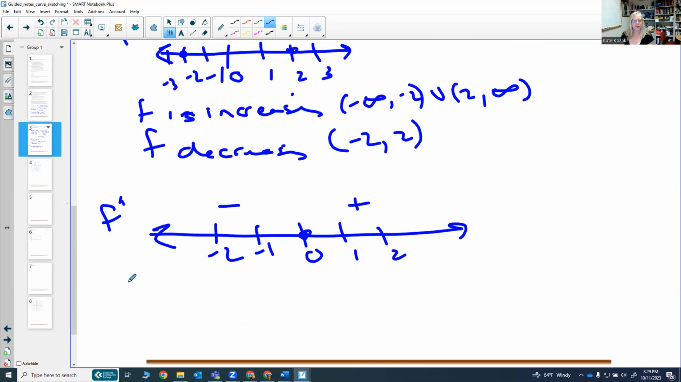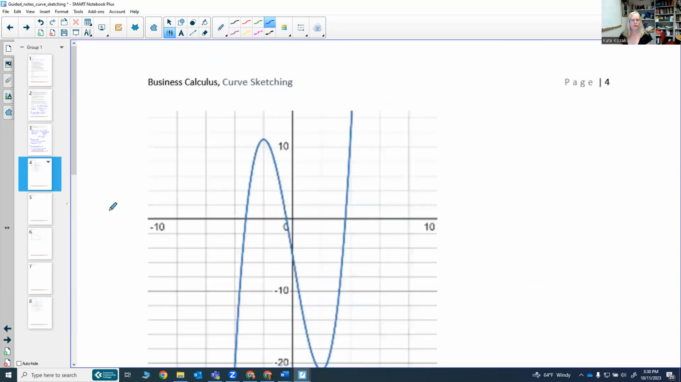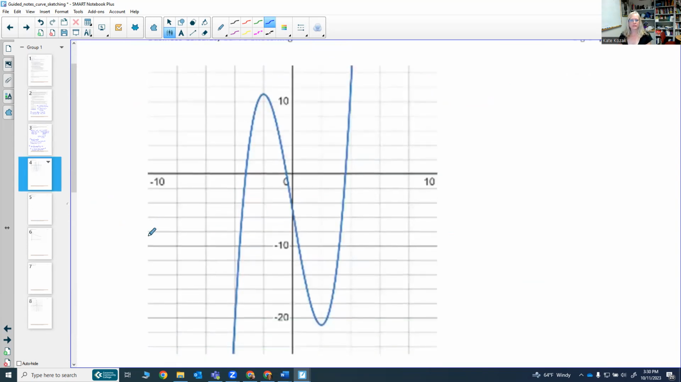So f is concave down on the interval from negative infinity to 0, and concave up from 0 to infinity. The graph confirms this.